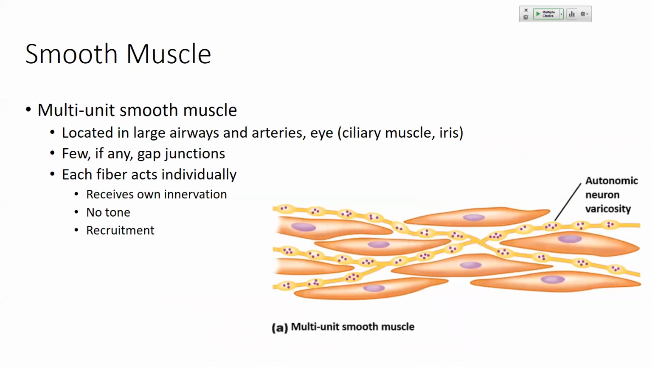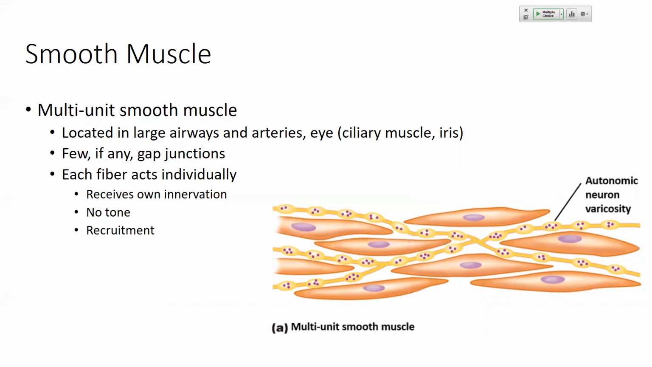When we talk about multi-unit smooth muscle, we're going to see the exact opposite property. So there are very few, if any, gap junctions present in this type of muscle. And so this type of muscle does not have synchronized action the way single unit does. And so each of these cells behaves independently or differently, hence the term multi-unit.